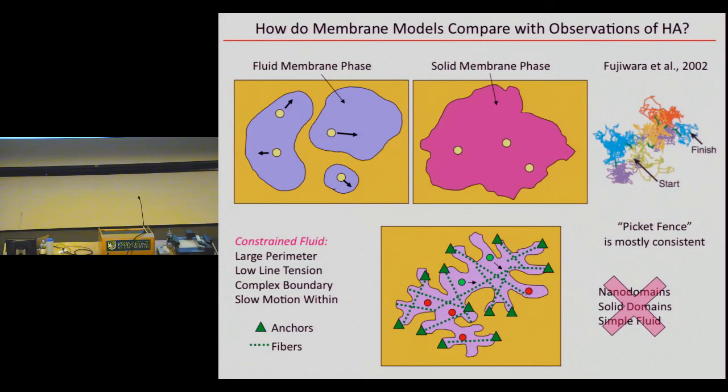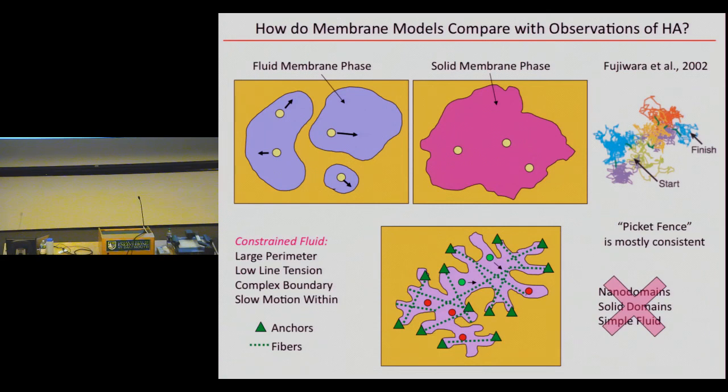A solid phase could explain the jagged shape, but it doesn't explain the motion. So it can't be a solid phase because the molecules are clearly mobile. It could be some form of a picket fence model. That does seem to be consistent with our observations. The nanodomain model, which says that the clusters are just a few molecules in size, that doesn't fit.